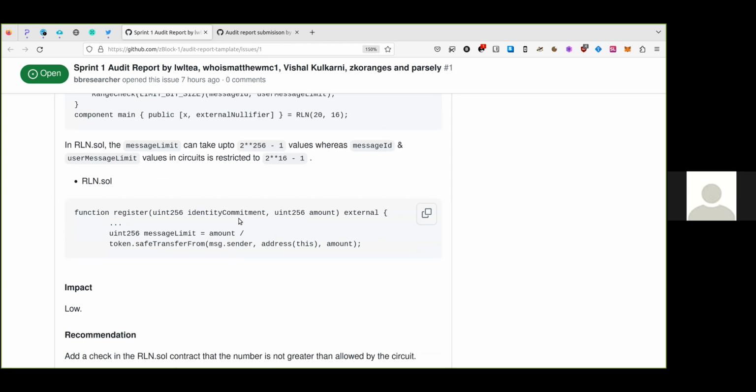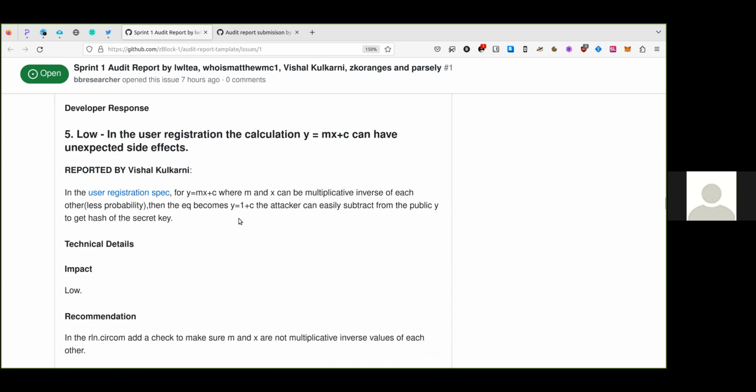Actually, we discussed with our team in PSE that we probably should add this dummy constraint as in Semaphore or in Tornado Cash. So I think it's a very good find. Actually, I was really interested in what Benjamin thinks, Benjamin from Very Days.